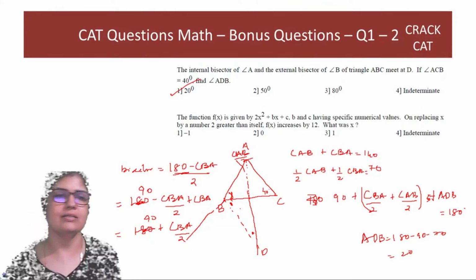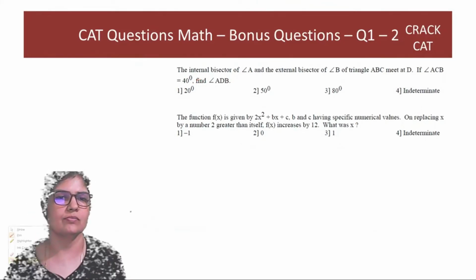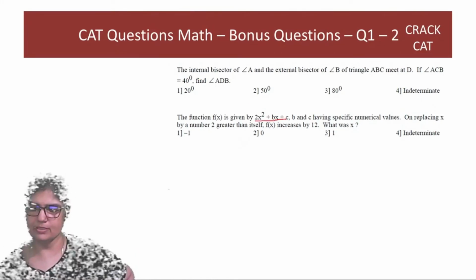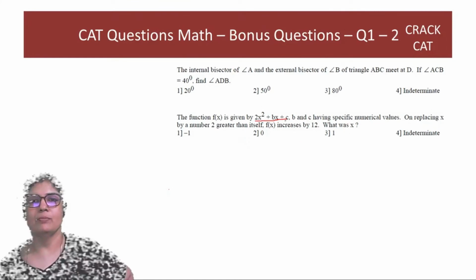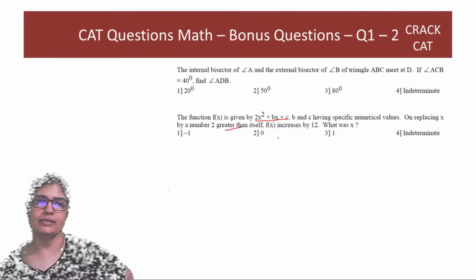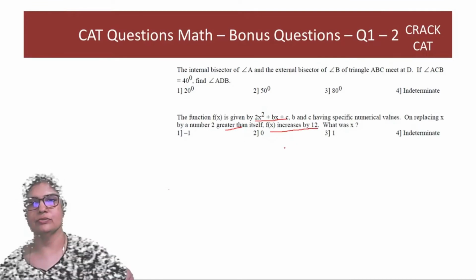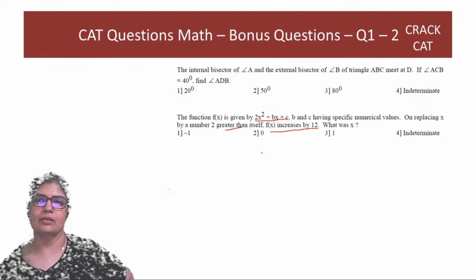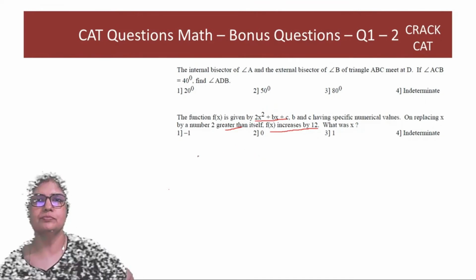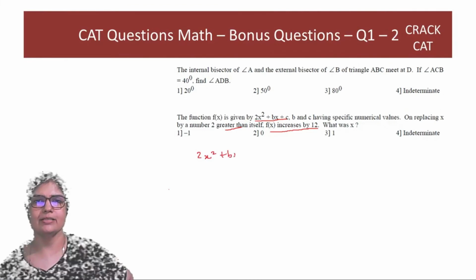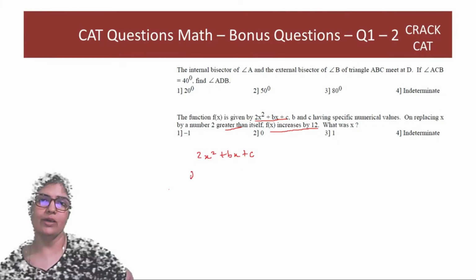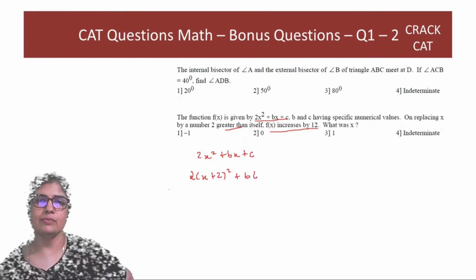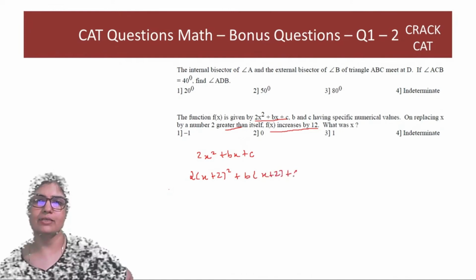Right? Great. Let us do the next question. The function is given by 2x square plus bx plus c. On replacing x by a number 2 greater than itself, f of x increases by 12. What was x? Okay, so 2x square plus bx plus c. Then you have 2 into x plus 2 the whole square plus b into x plus 2 plus c.